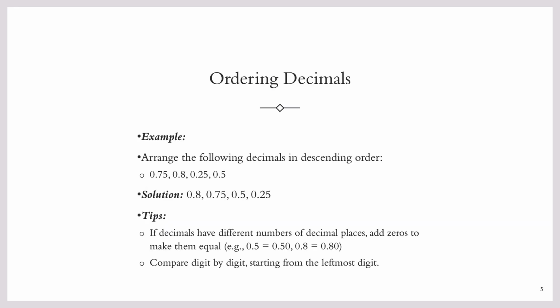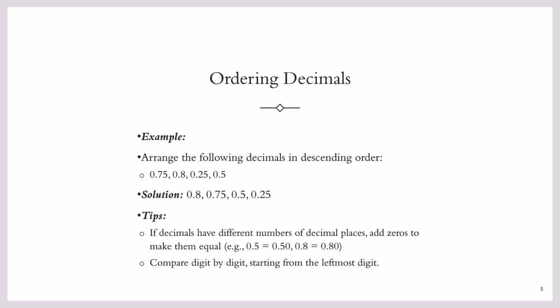Next, we are talking about ordering decimals. In this particular example, we are to arrange the following decimals in descending order. We have 0.75, 0.8, 0.25, and 0.5. Here are a few tips that we should remember. If decimals have a different number of decimal places, then add zeros to the rightmost side to make them equal.